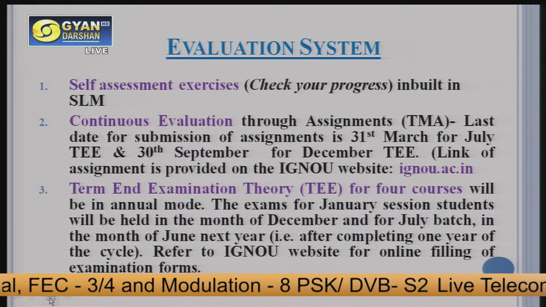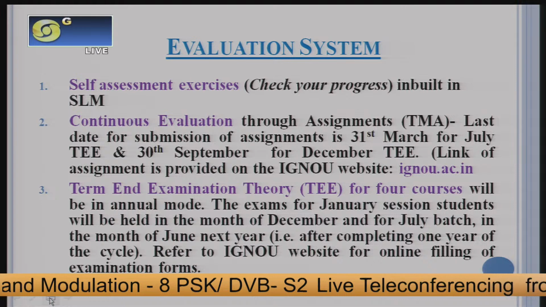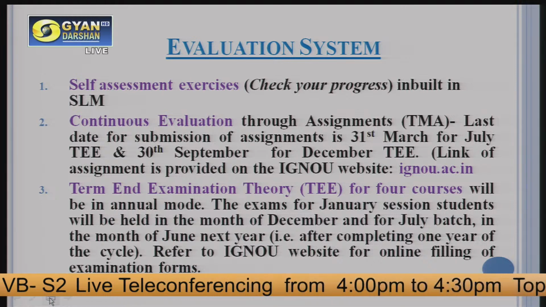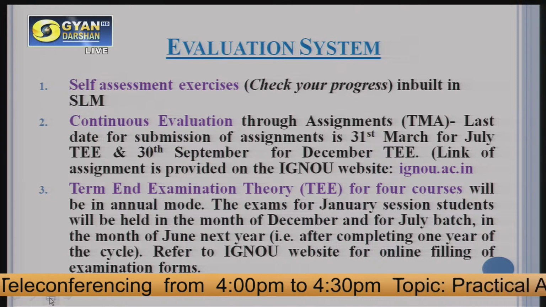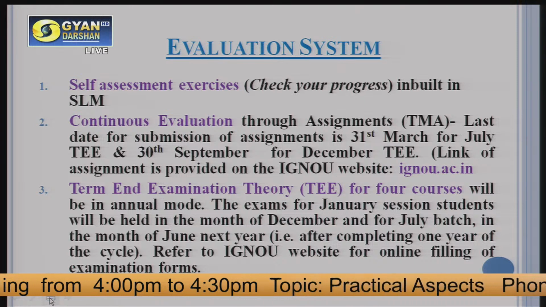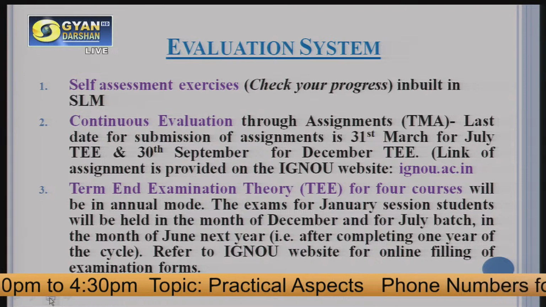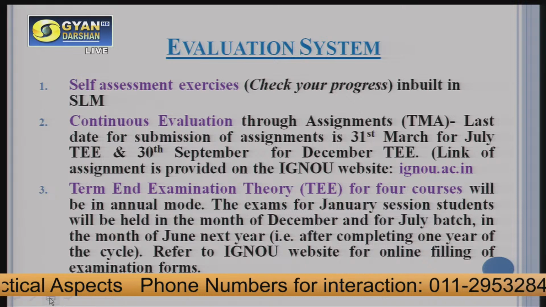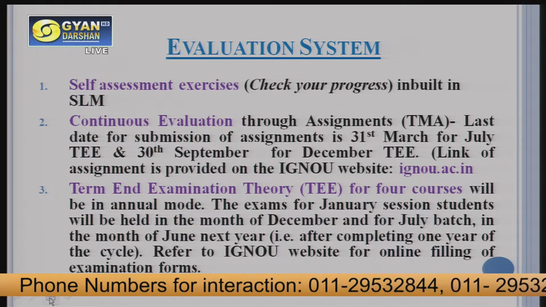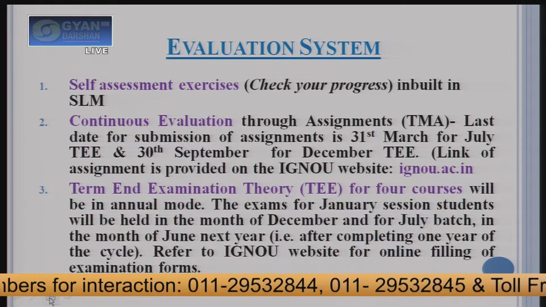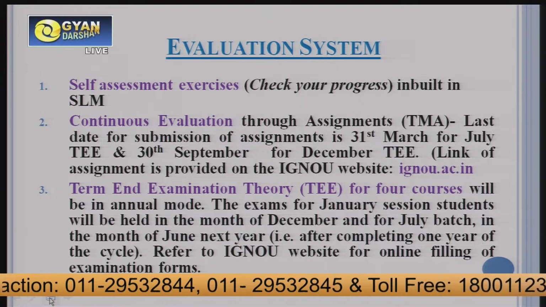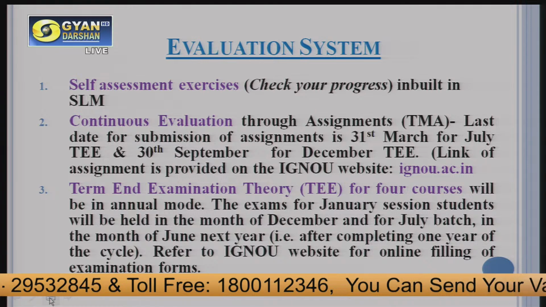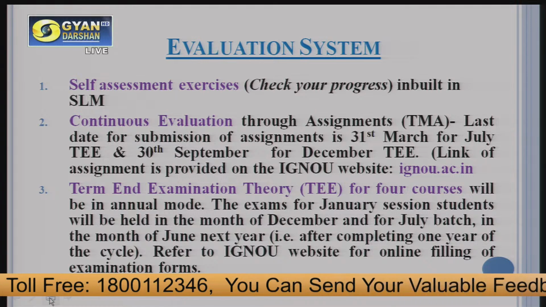That means if you are a student of the January session, then you will be able to appear for the examination in December. That means you have to complete at least 1 year's cycle to be eligible to appear for the examination. If you have taken admission in the July session, then you will be completing your 1 year cycle in next June. Then you become eligible to appear for the examination in next June.